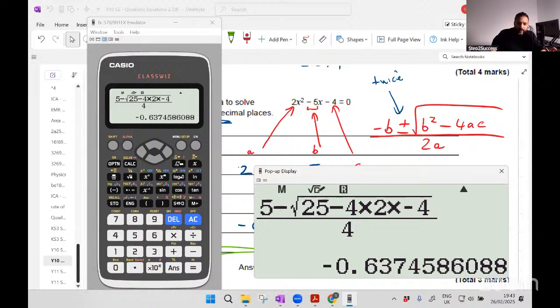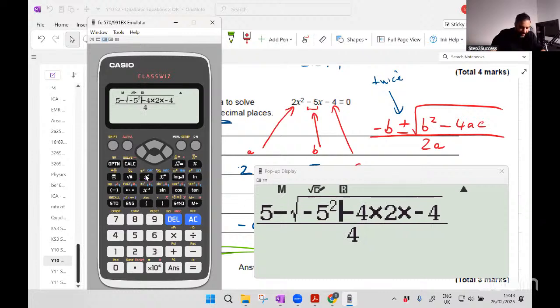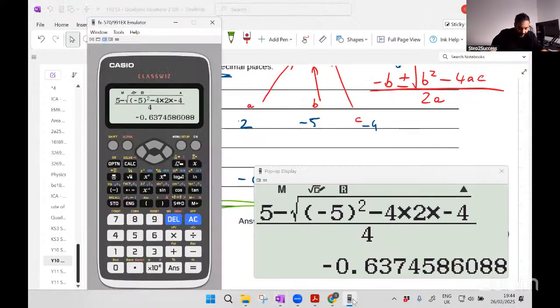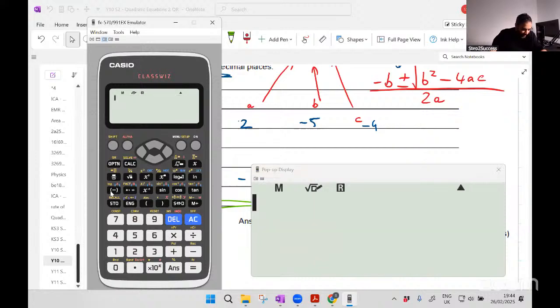I think the only thing I would say, without physically seeing what you're doing, is to be careful when you're squaring a number. I'm not saying you did this, but if you put -5 squared like that into your calculator, it will do it wrong because it will square the 5 first and then attach the minus to it. So you need to make sure that you put this in brackets.